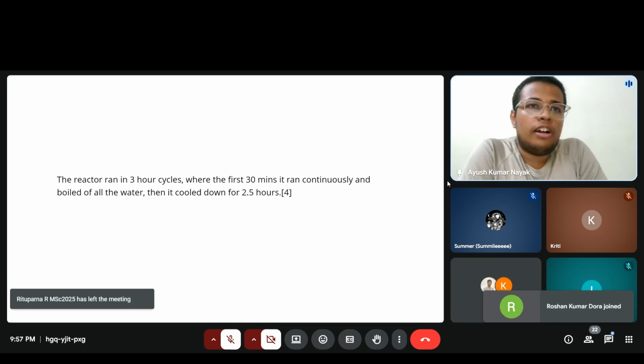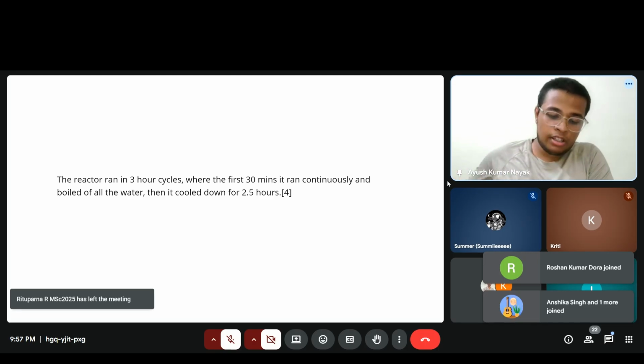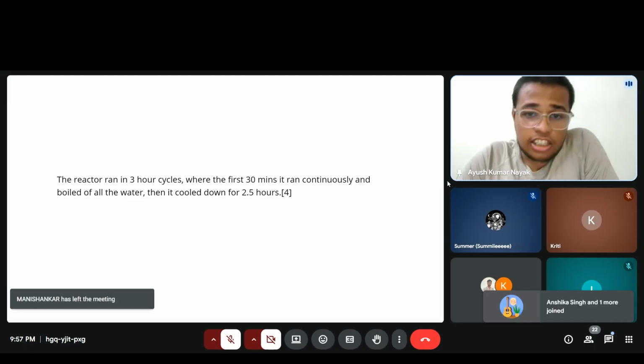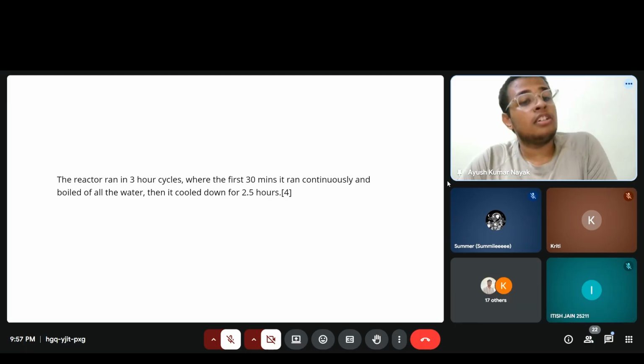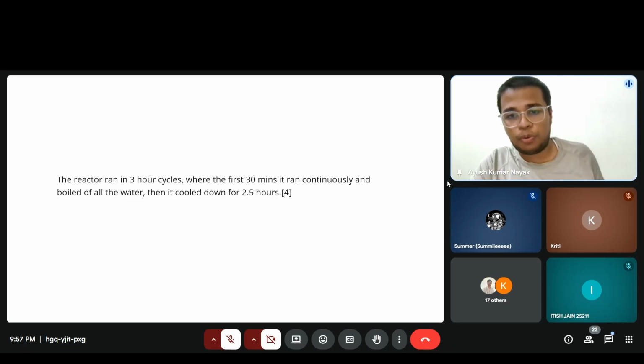As the rock cools down, it starts absorbing more water. It reaches the ore deposit layer, and the cycle starts again, where it runs for 30 minutes, water gets boiled off, and then cools down for 2.5 hours.